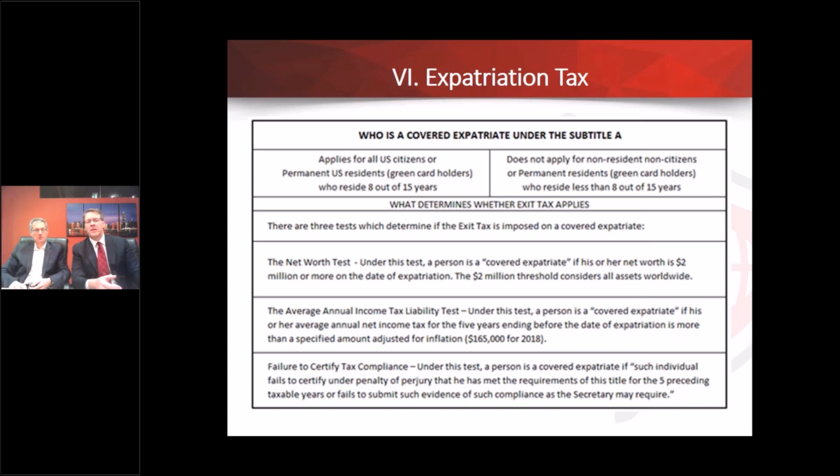Right. Or your annual income tax liability test, and that's indexed for last year. We're doing the taxes now. If they made more than $165,000 in a year, or if they fail to file all the forms that are required. So even if they fail the net worth and the average annual income tax tests, you have to be in compliance. File the forms with the IRS and make sure you filed all your past returns.